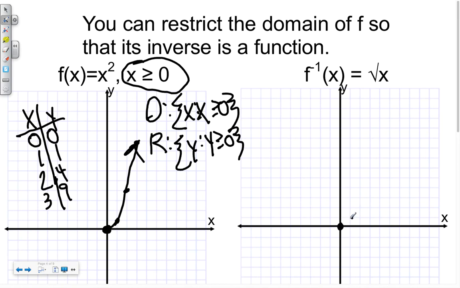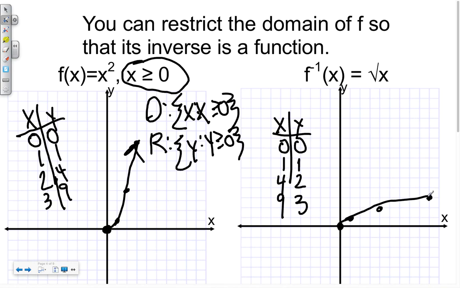So we have 0, 0. We have 1, 1. If you want to rewrite your chart here and then just switch them, your x values and your y values will be switched. So now I'm going to put 0, 1, 4, 9 for my x, because that was the y here. And I'm going to put 0, 1, 2, and 3 for my y's. So 1, 1, 4, 2, and 9, 3.